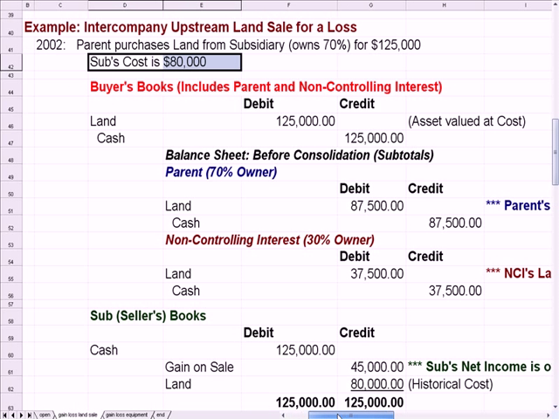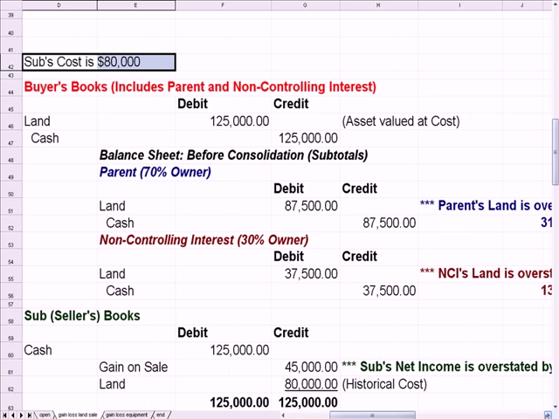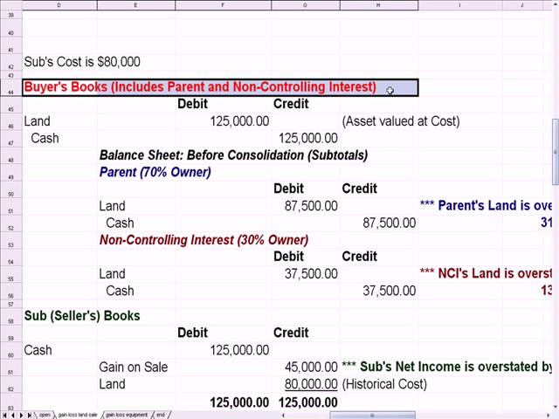One thing that I find difficult for people in these transactions is understanding the non-controlling interest. So on the buyer's books, who's the parent, we have a parent and a non-controlling interest. We have really two buyers.